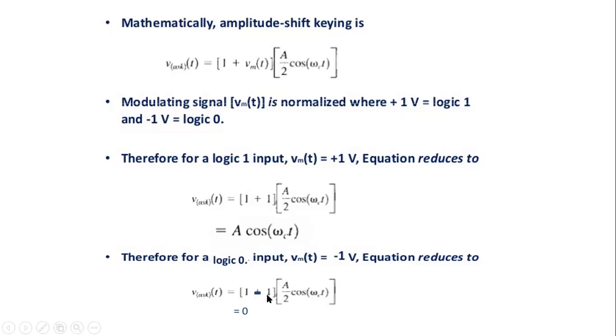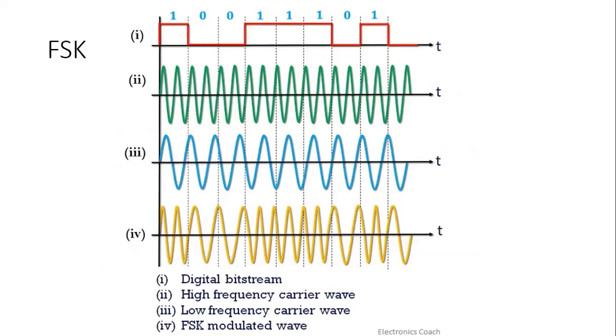If it was say 0.5 or say 0.75, accordingly here the output would have been 0.25 A by 2. So naturally you can see the amplitude has reduced by 0.25. Like this it will be coming.